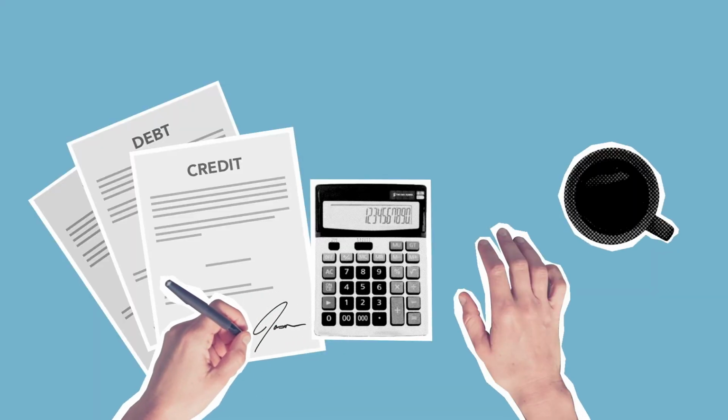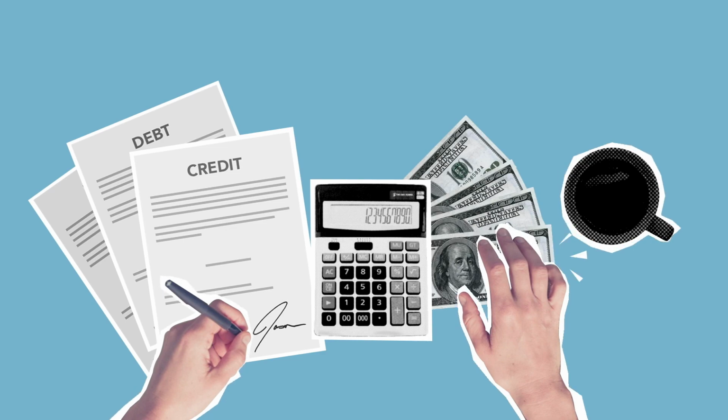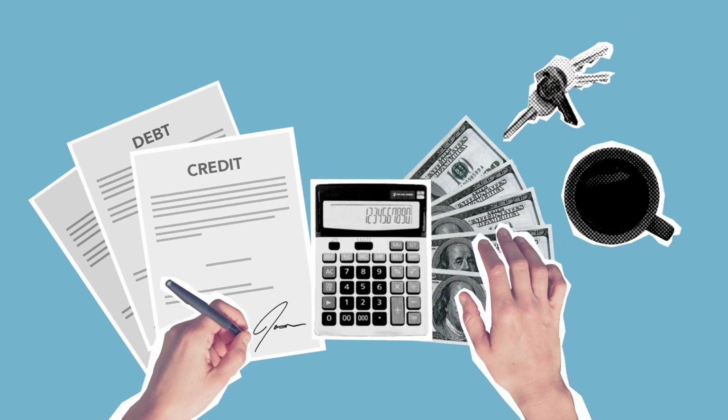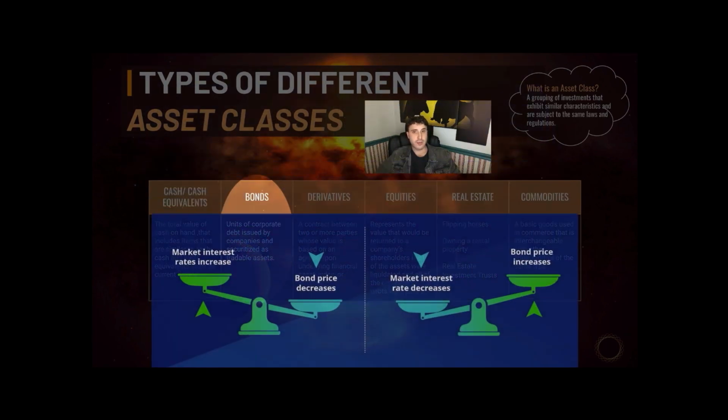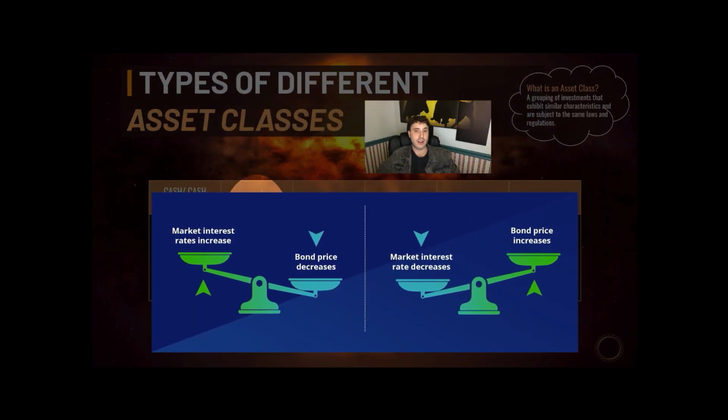Bonds are units of corporate debt issued by companies and securitized as tradable assets. A bond is referred to as a fixed income instrument, since bonds traditionally pay a fixed interest rate, or coupon, to debt holders. Variable or floating interest rates are also now quite common. Bond prices are inversely correlated with interest rates. When rates go up, bond prices go down, and vice versa.